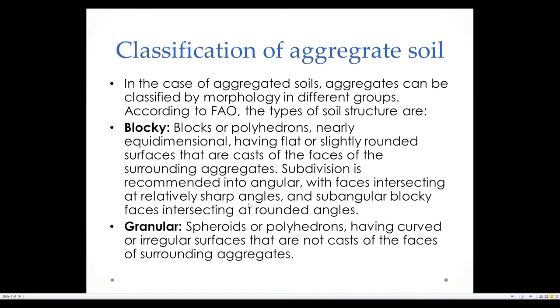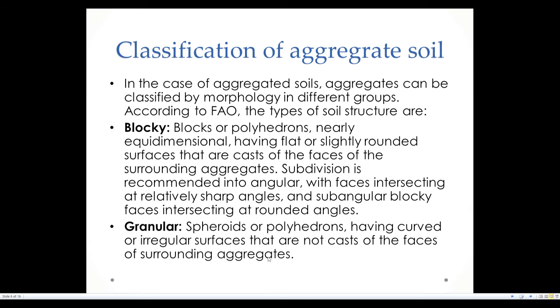Classification of aggregate soil. The aggregate soil is classified by morphology in different groups. According to FAO, the types of soil structure are, the first one is blocky. In blocky, the structure is rounded. It has rounded surfaces that are casts of the faces of surrounding aggregates, and the subdivision is recommended into angular, with faces intersecting at relatively sharp angles, and subangular blocky, with faces intersecting at rounded angles.